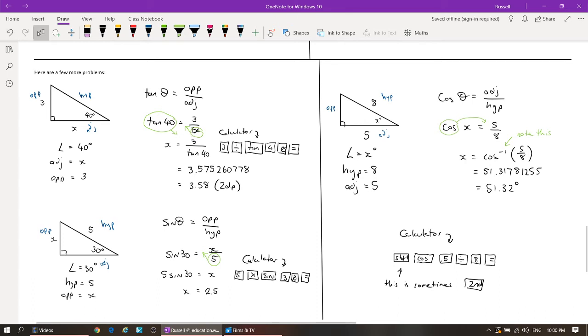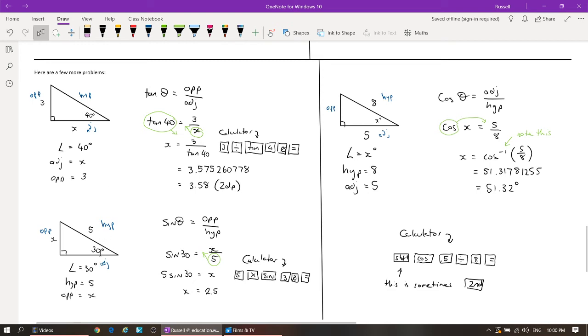Whenever we move across the equal sign, we move to the other side of the vinculum, which is that line there, in a fraction. So it's gone to the bottom, x equals 3 over tan 40, and if we're going to put that into our calculator, we go 3 divided by tan 40 equals, gives us 3.575260778. That digit there tells us to round up, so we get 3.58 to 2 decimal places. If this length is 3 and this angle is 40, this length here will always be 3.58.